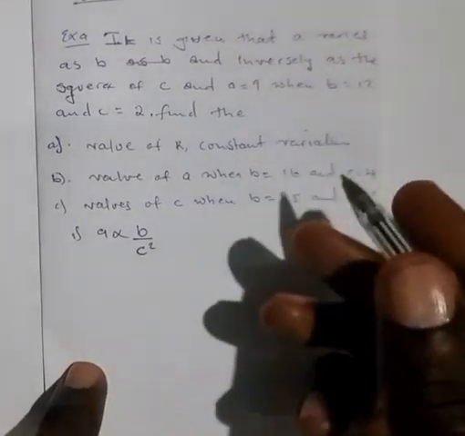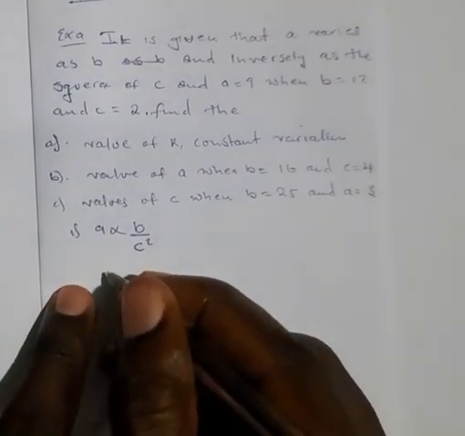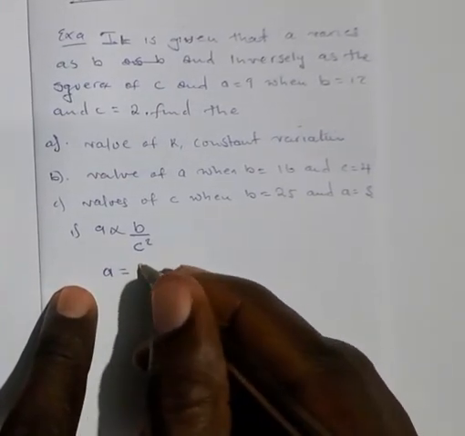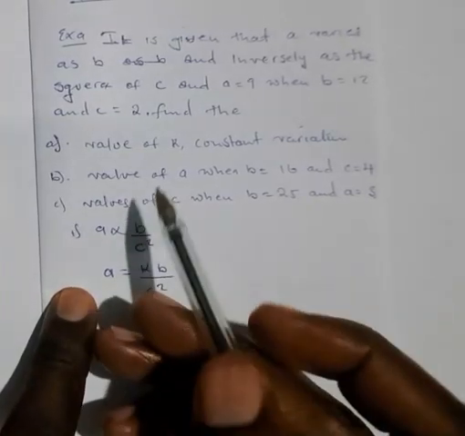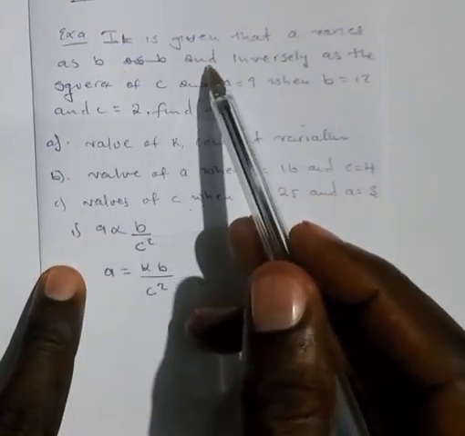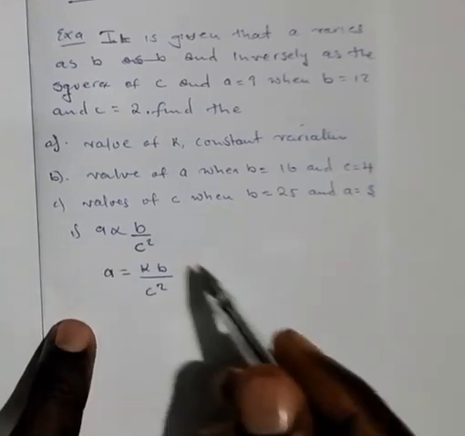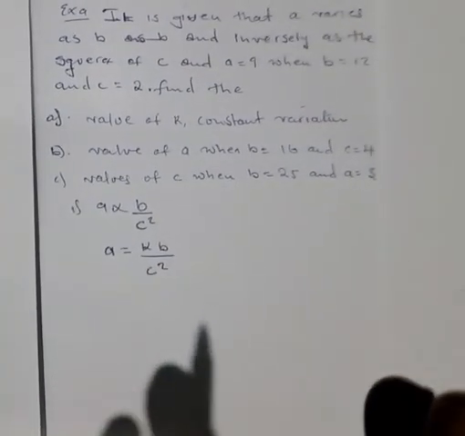I did not write out the solution, but you know these are solutions, right? So now, using the equal sign, we're going to say A is equal to KB over the square of C. That's what is there, right? It is given that A varies as B and inversely as the square of C. Then from this one, the first question, always, is to find the value of K, the constant of variation.